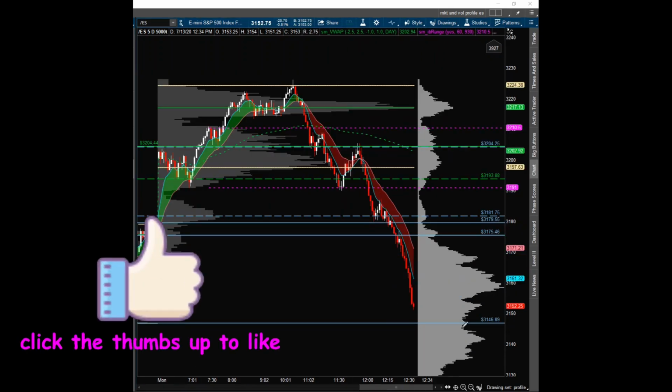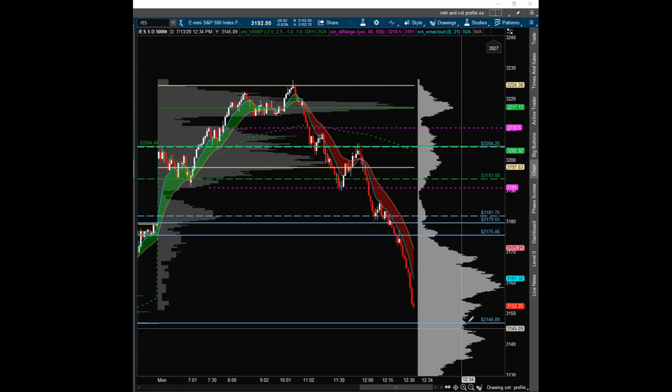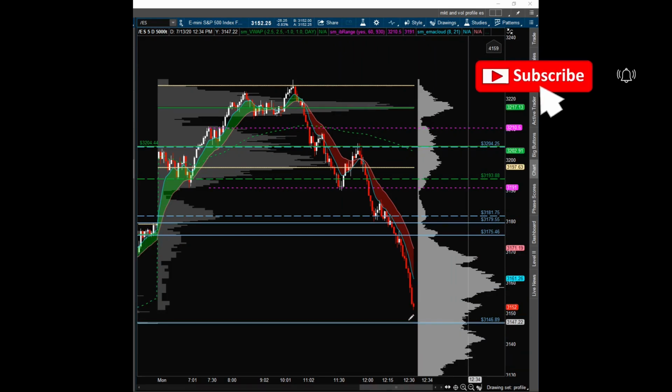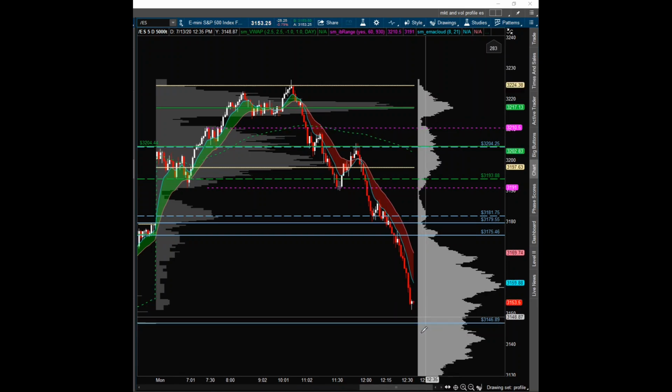All right, we are watching this level here, the value area low from Friday. It's going to try to tag that level, so we're going to keep an eye on that. See where they come down here, and then see whether we get a bounce, or we just go right through.